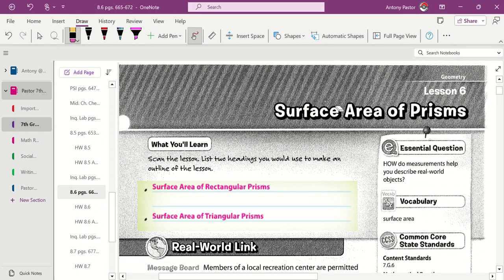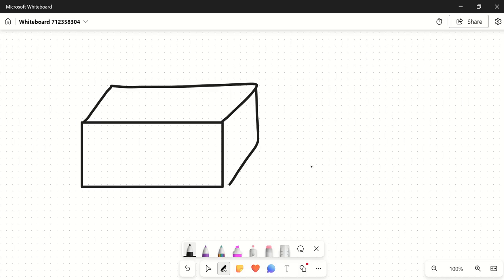We're dealing with surface area of prisms today. This is lesson 6. The first thing we're going to talk about is the surface area of rectangular prisms. We've talked about this in the past. A rectangular prism is made up of how many sides? 6. Think of it like a cube. How many sides are there on a cube?